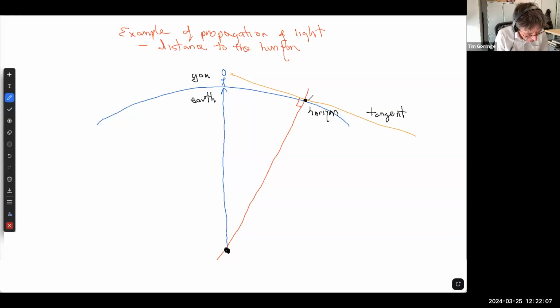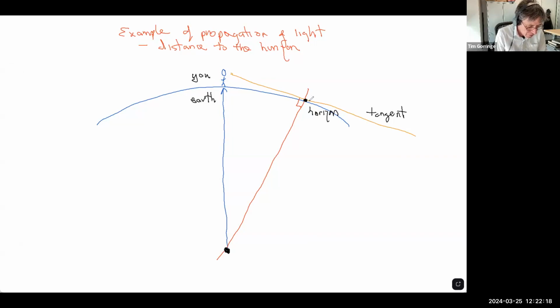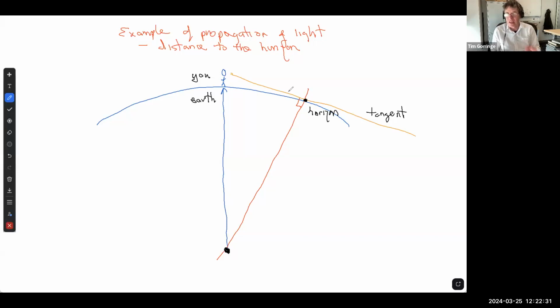This line in red is to the location of the horizon. And the line that defines the horizon is this tangent to the surface of the Earth that intersects with the eyes of the person. So this is a picture of the geometry when you observe the horizon. The key thing is, firstly, what is the horizon? The horizon is the boundary between the Earth and the sky. It's the boundary between land and sky, or ocean and sky.